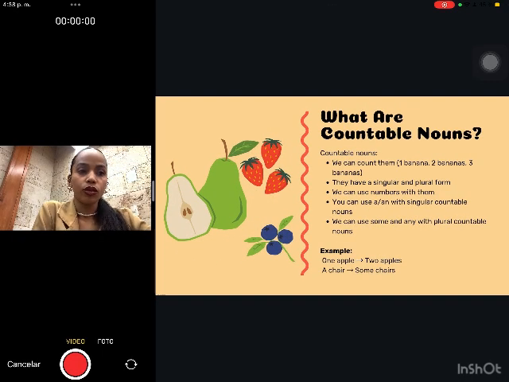What are countable nouns? Countable nouns are nouns we can count. Example: one banana, two bananas, three bananas. They have a singular and plural form. We can use numbers with them. You can use a and an with singular countable nouns. We can use some and any with plural countable nouns. Example: one apple, two apples. A share, some shares.